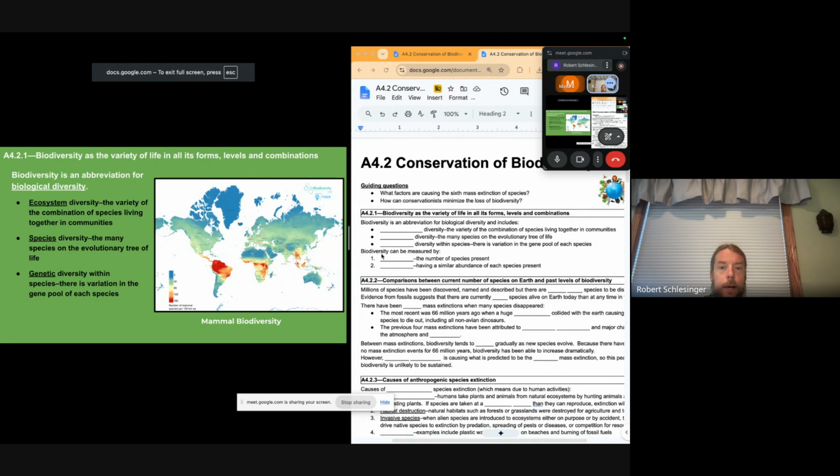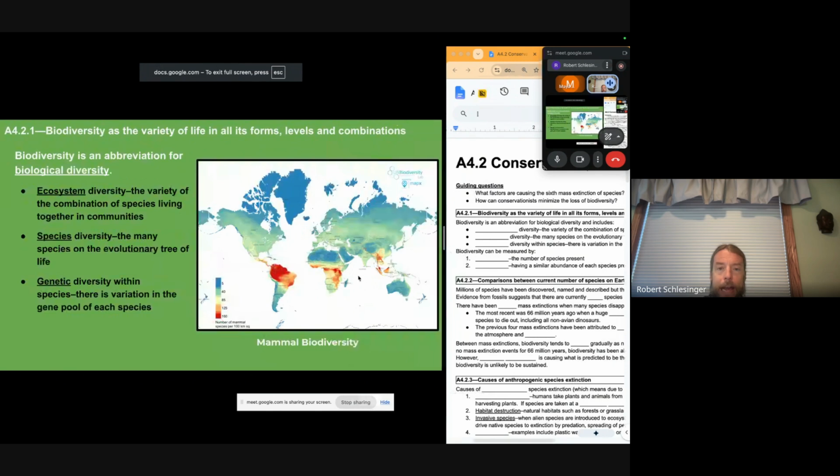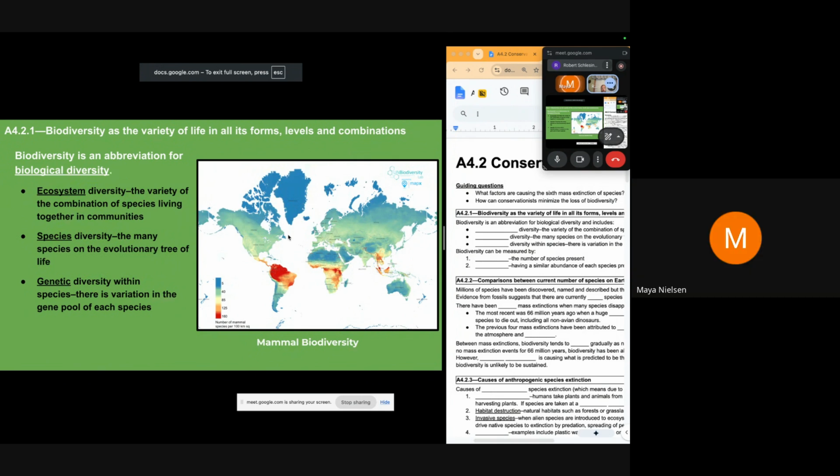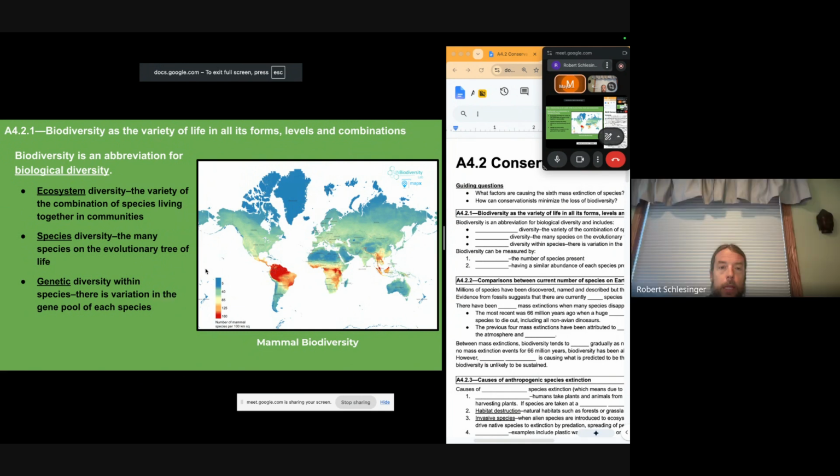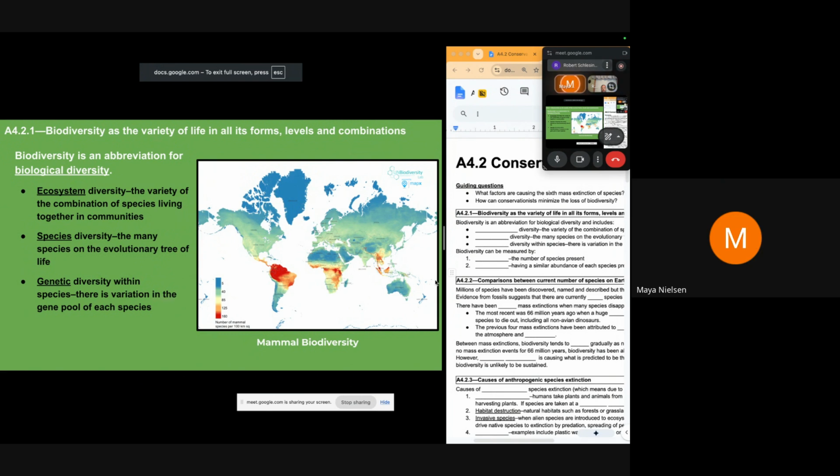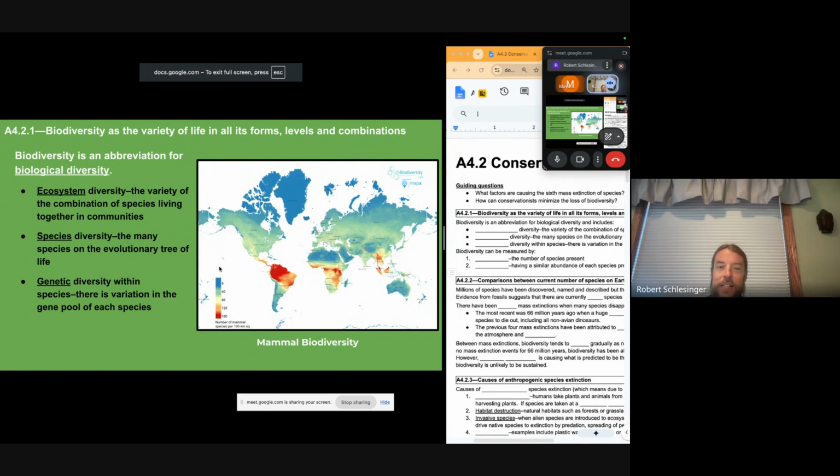This map, I'll try to make this a little bit bigger. Super fascinating. So what trends do you notice, Maya, when you take a look at this map? What are you seeing here? Most of the mammals are towards South America or Africa. Yeah, what line is going to run right through here? What's that line that runs right around the center of the earth? Equator. Yeah, the equator. So if you look across the equator, you see the highest amount of mammal diversity.